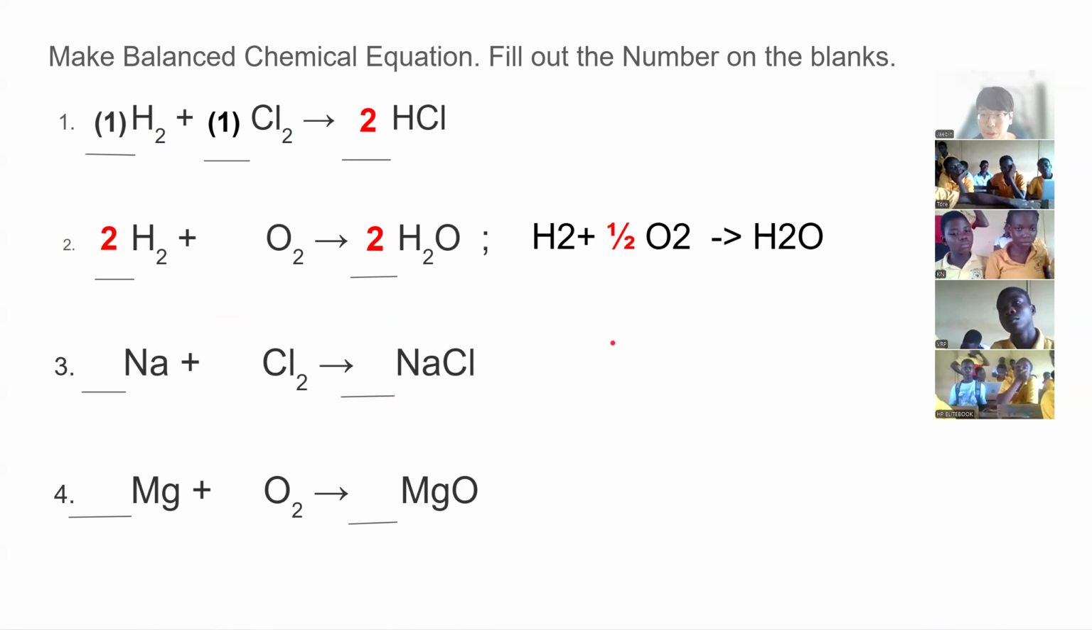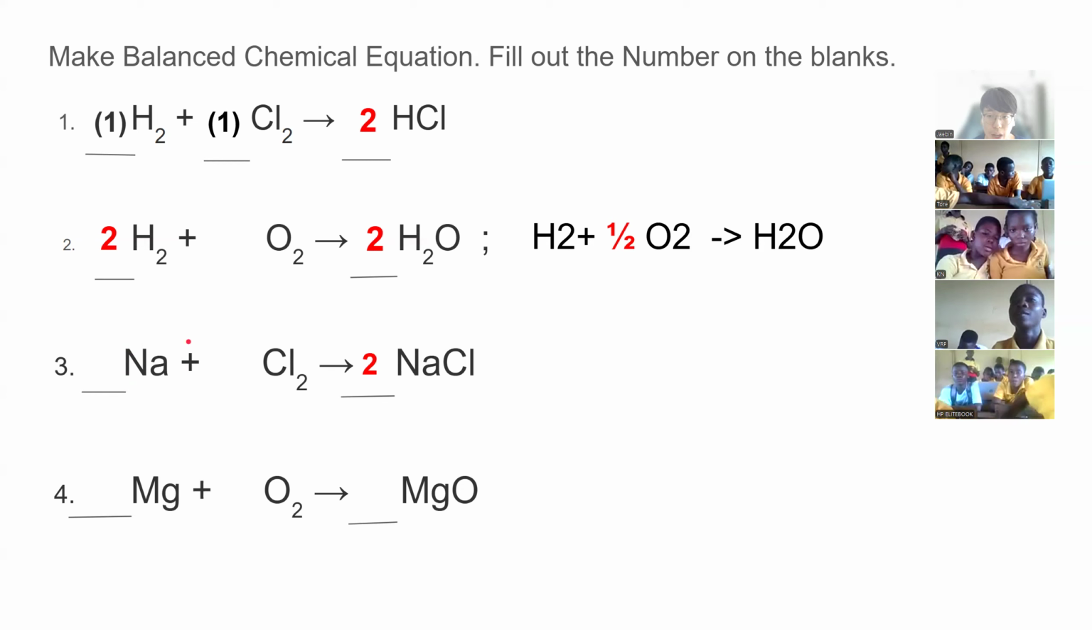Now that I hope you understood it, I'm going to move through it at a quicker pace. So Na plus Cl2 gives NaCl. Two chlorine atoms on the left, we need two chlorine atoms on the right, so we multiply NaCl, which is also salt, by 2. And we only have one sodium atom on the left, so we multiply this by 2. And you can check that everything is balanced.